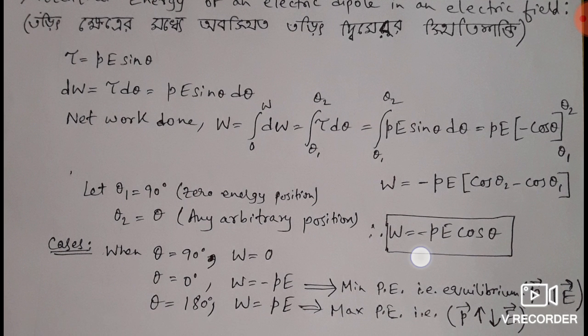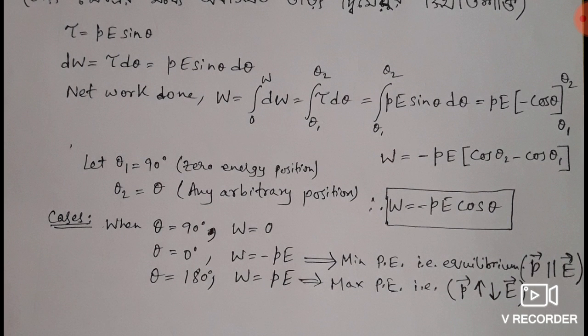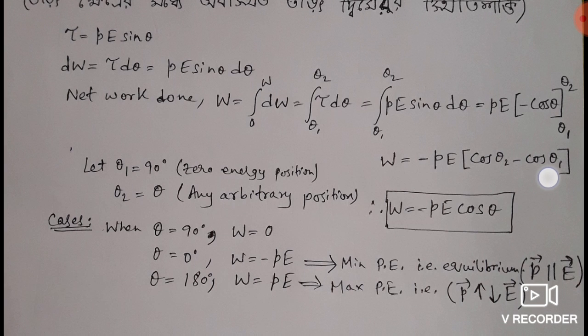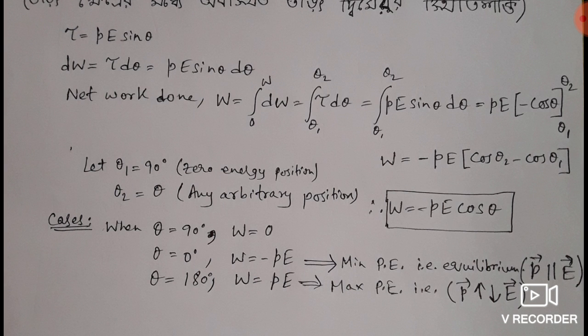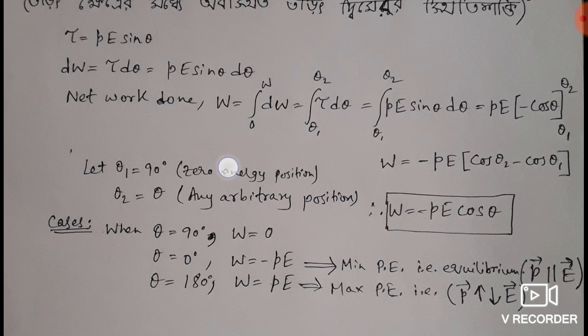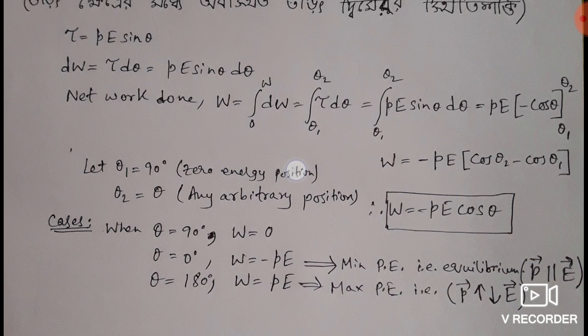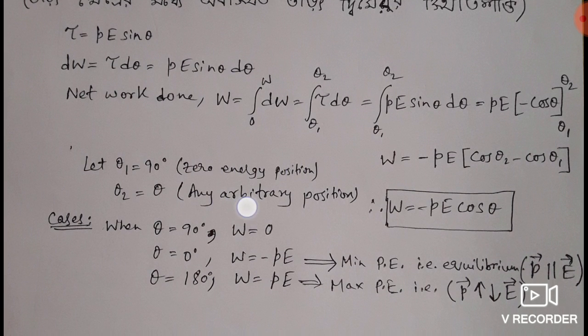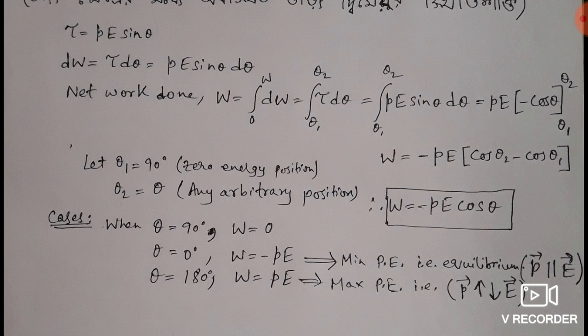This is the expression, and the final expression is W equal to minus PE times cos theta 2 minus cos theta 1. Let theta 1 be equal to 90 degrees, which is the zero energy position, and theta 2 be equal to theta, any arbitrary position. Then putting theta 2 equal to theta and theta 1 equal to 90 degrees, we get W equal to minus PE cos theta.